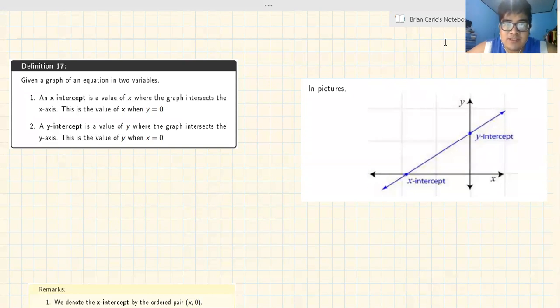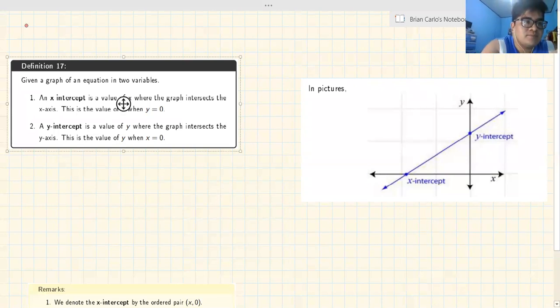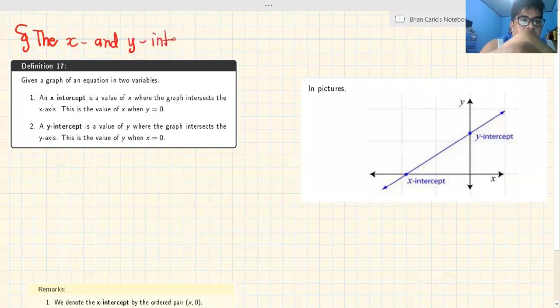Today we're going to discuss another topic in pre-calculus, and that topic is the x and y intercepts. The x and y intercepts.